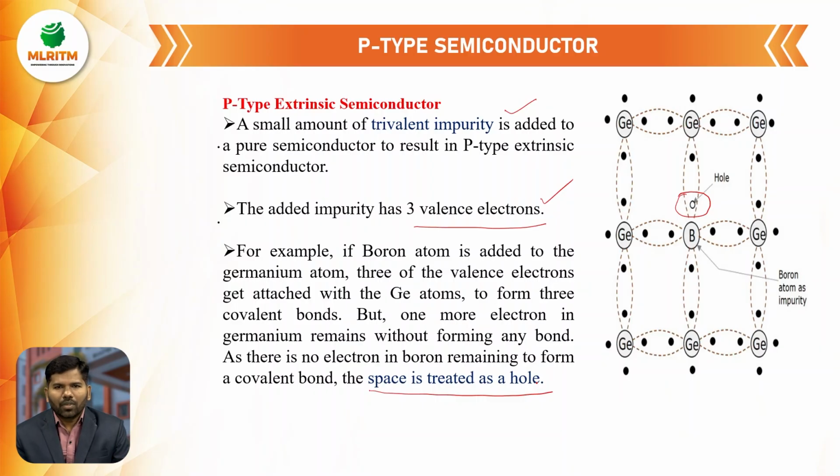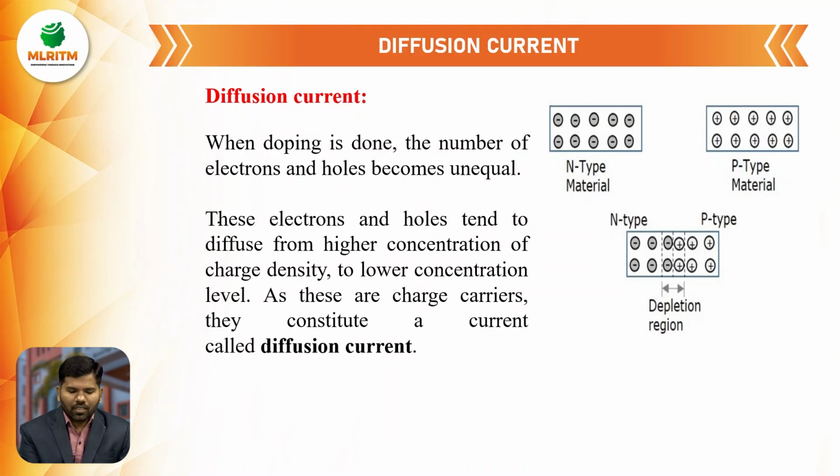So that's why in the p-type semiconductor material, electrons are the minority charge carriers and holes are the majority charge carriers. Let us now look at the diffusion current. When doping is done, the number of electrons and the number of holes becomes unequal, because we added some impurities. These electrons and holes tend to diffuse from the higher concentration to the lower concentration. These charge carriers constitute a current called diffusion current.